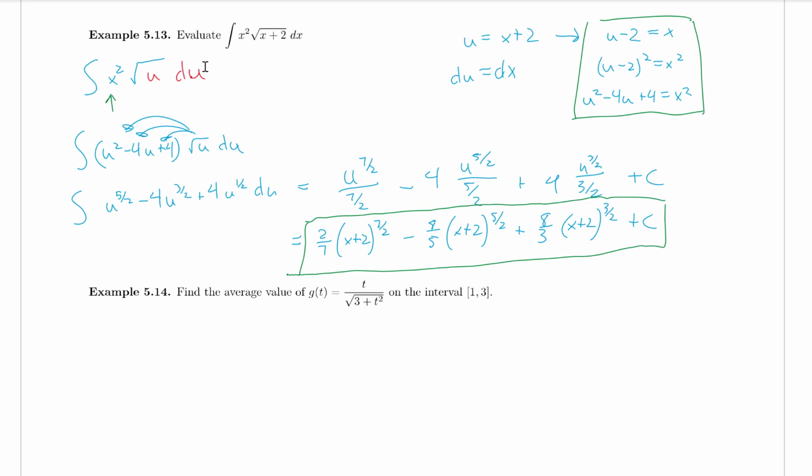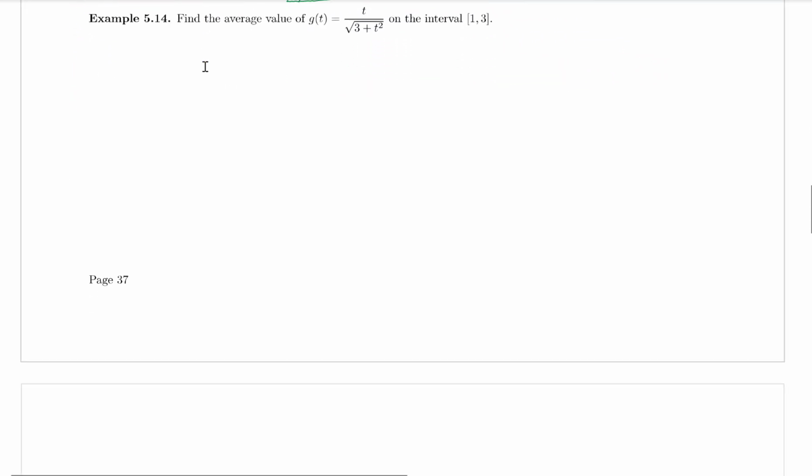All right, let's take a look at example 14. This combines two different sections. It combines the last section that we covered, which is section 5.5, with the current section. The way that it does that is just by the initial statement of the problem. We need to find the average value. Well, what is the average value?